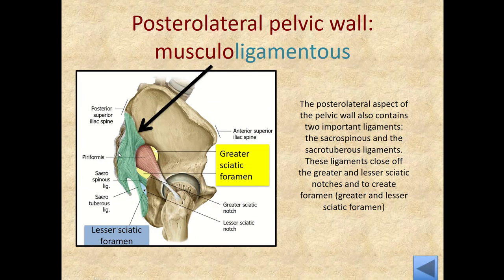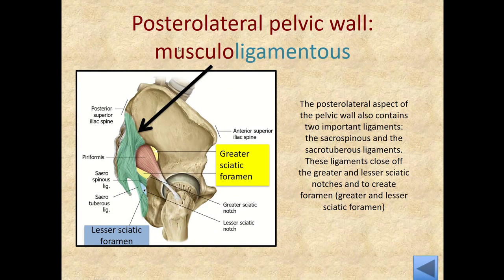The posterior lateral pelvic wall is also ligamentous, so not only does it have a muscular component, but it has a sacrotuberous ligament and the sacrospinous ligament. And so these ligaments attach to the ischial tuberosity and ischial spine, and they are going to really provide good support and good stabilization between the sacrum and the coxal bone.